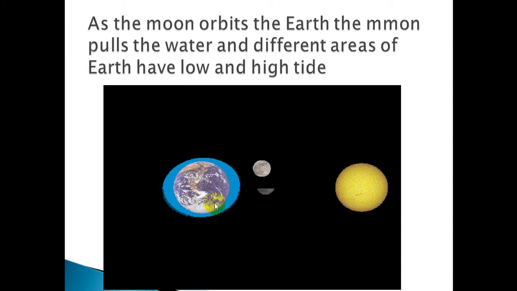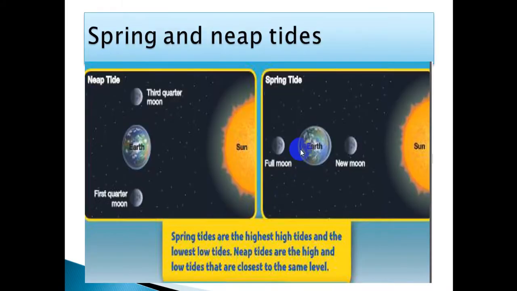Okay, let's see also another picture, this picture in the book. Here we have two types of tides, neap tide and spring tide. In the neap tide, the moon and the sun are not in the same direction. They don't line up here.